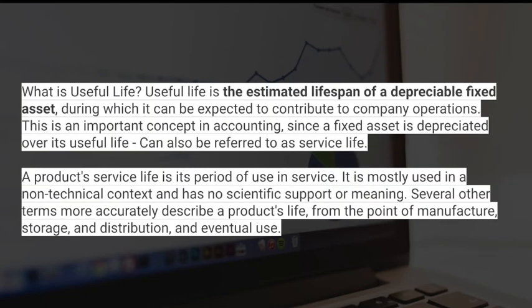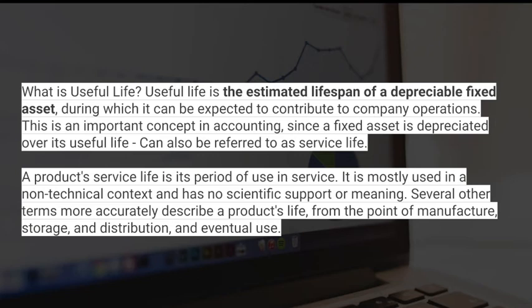Useful life, you're going to see this word a lot. Useful life is the estimated lifespan of a depreciable fixed asset during which it can be expected to contribute to the company operations. So that's kind of a jumbled phrase again. But useful life is an important concept in accounting because it helps fixed assets depreciate over time. Oftentimes it's also referred to as the service life. A product's service life is the period of time it's in use or service. In a non-textual context, it has no scientific support or meaning. So this is somewhat of an arbitrary figure, where they're estimating how long something will last based off of conditions.